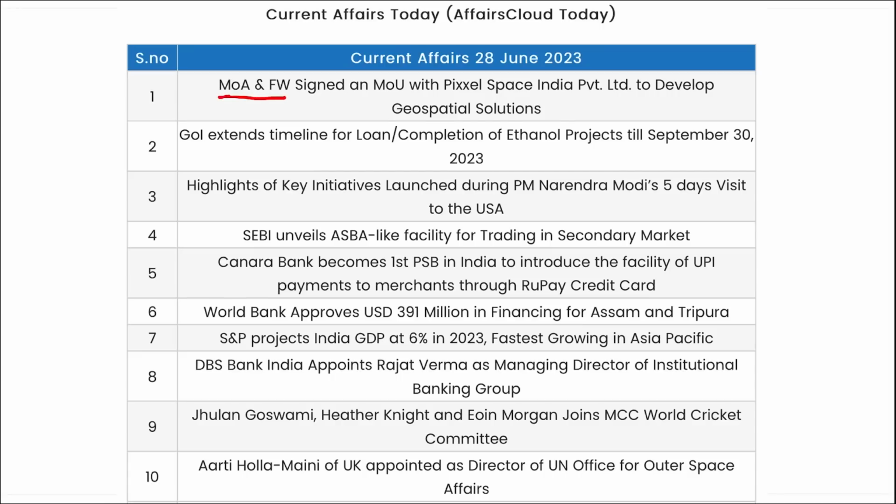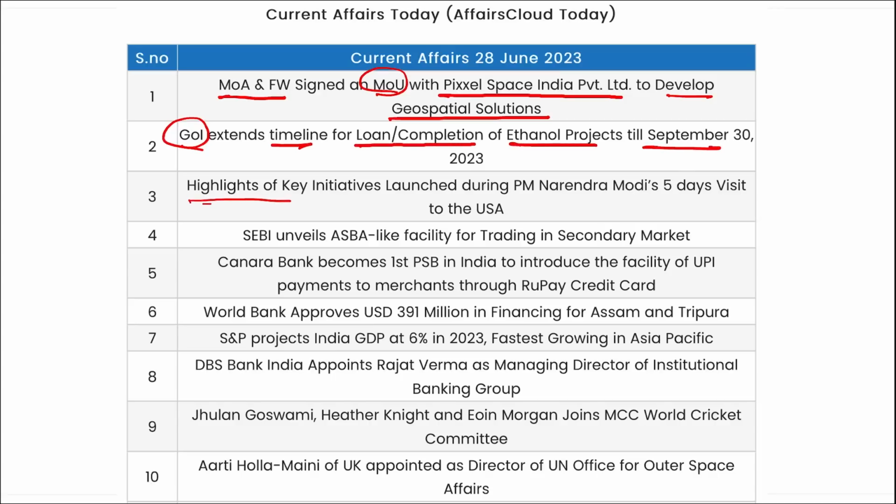The Ministry of Agriculture and Farmers Welfare signed an MOU with Pixxel Space India Private Limited to develop geospatial solutions. The Government of India extended the timeline for loan completion of ethanol projects till September 30. That was earlier 31st of March. Highlights of key initiatives were launched during Prime Minister Narendra Modi's 5-day visit to the USA.